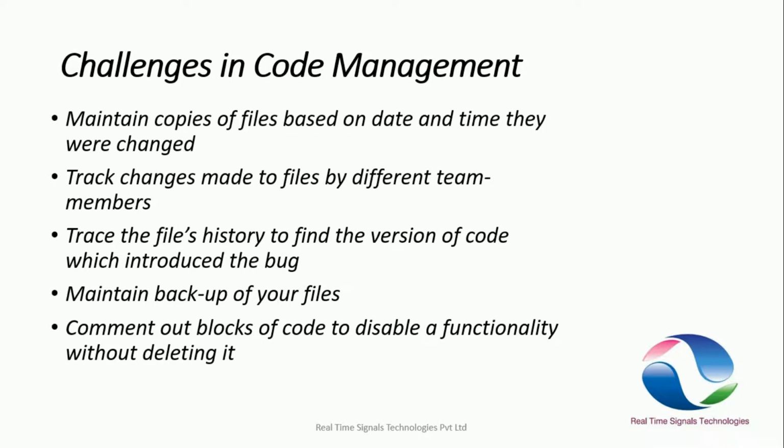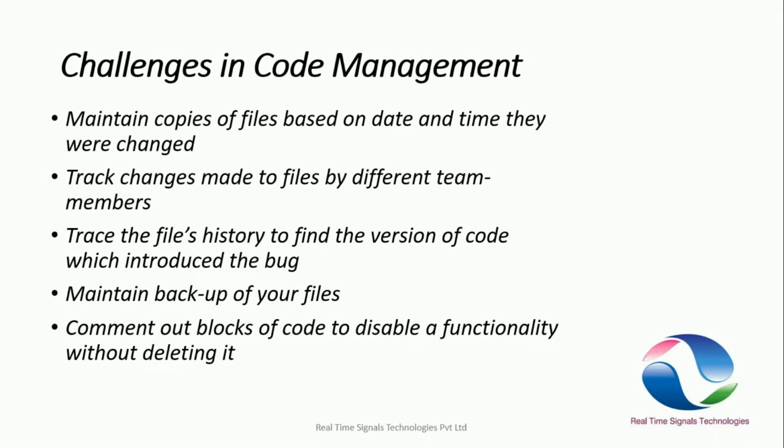1. Maintain copies of files based on the date and time they were changed. While working on a feature to get customer details, one would name the file getCustomer.java using different naming conventions to track its versions. For example, code completed at the end of the 15th of February would be named getCustomer_15February.java, followed by getCustomer_16February.java and so on. And if you want to save the code at multiple checkpoints in a day, then the naming conventions for the file will become even more complicated.